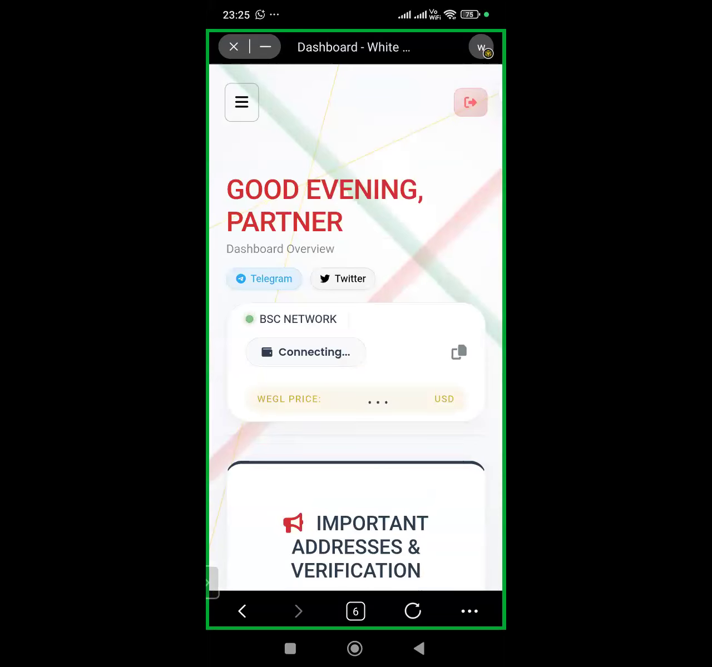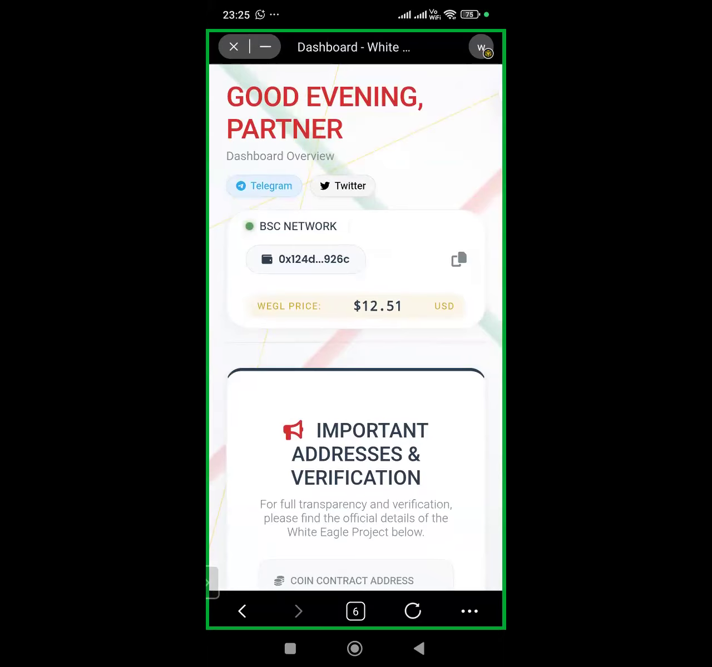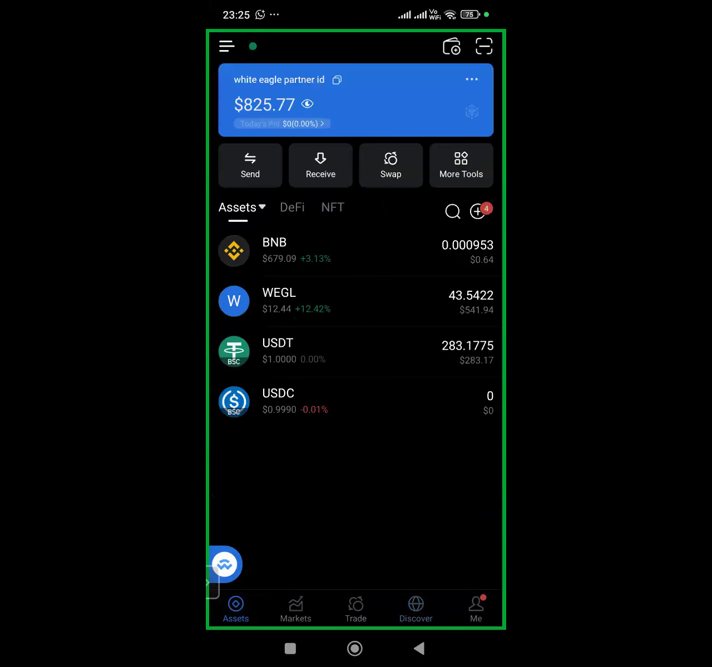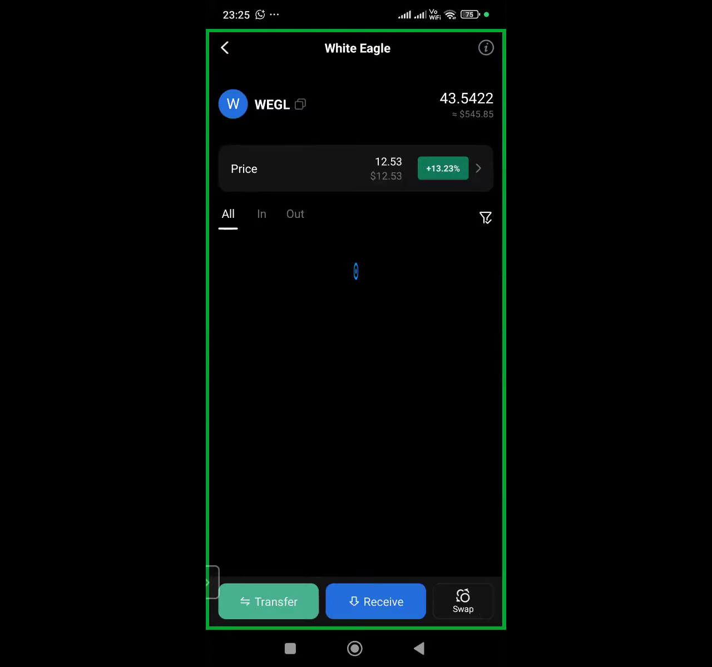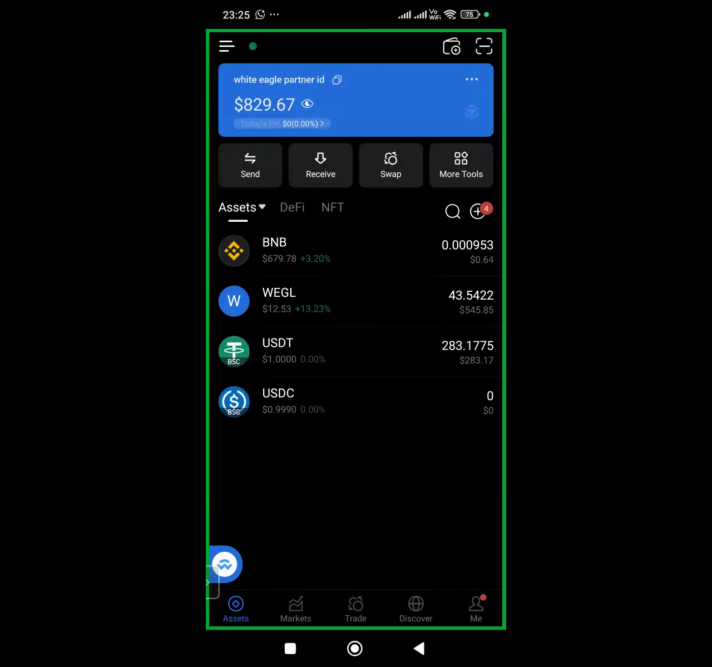So let me show you, go on a blockchain. I want to take a withdrawal. Let me show you my wallet first. You can see here I have 43.54 WEGL coin. This is my WEGL amount. You remember this, how much WEGL coin I have? 43.54 WEGLs. So let me go on the blockchain now.